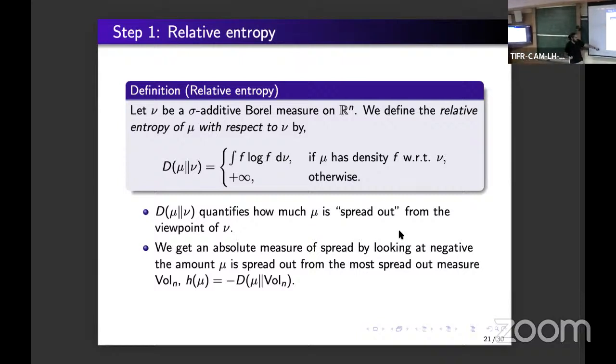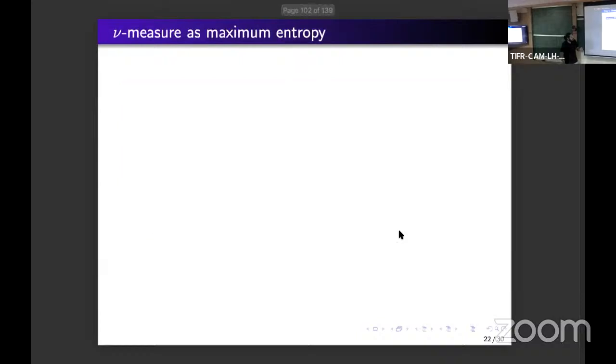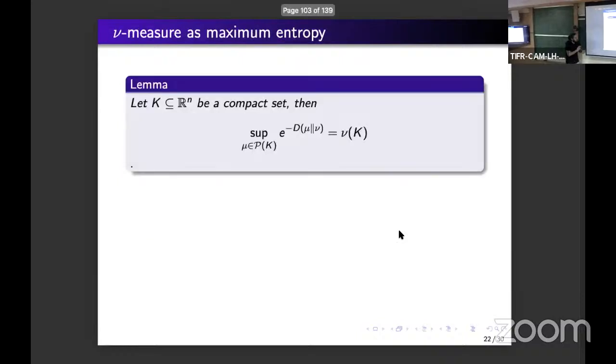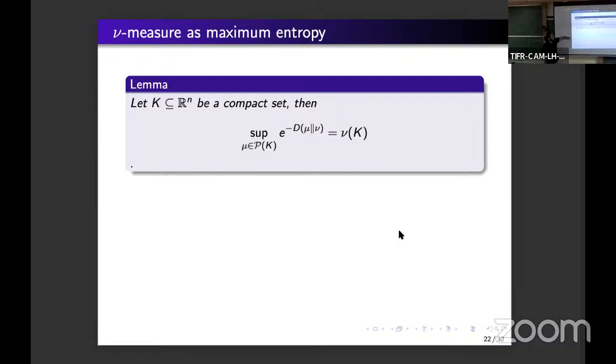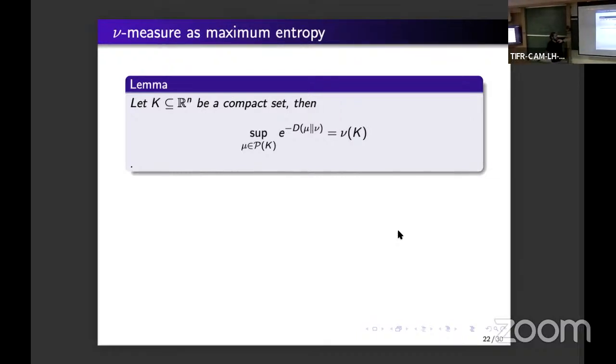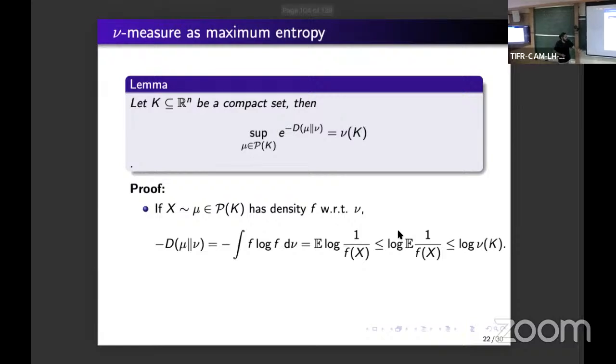This is why entropy is an absolute measure of spread, and it is a negative relative entropy from the Lebesgue measure. So now we have our entropy. We do exactly the same thing as before, and last time I wrote a log, so I've just exponentiated things. So I can write the new measure as the supremum of e to the minus relative entropy. And the proof is exactly the same.